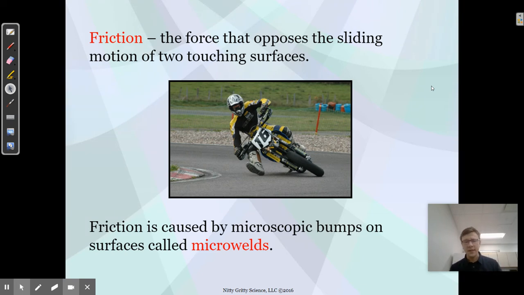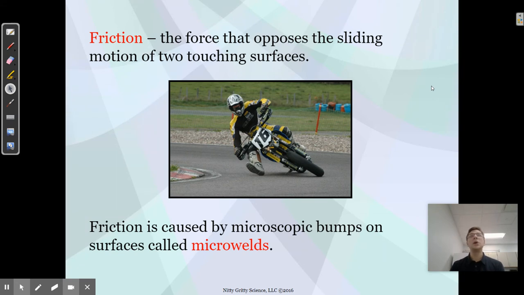Okay. So friction's caused by microwelds, which are just tiny little bumps that you can't see with your naked eye on objects. And all objects have some sort of friction. In the real world, the thing that might have the least amount of friction would be something like ice.